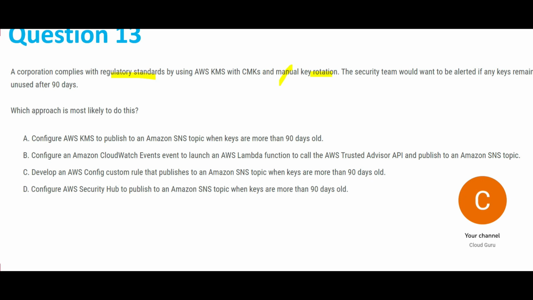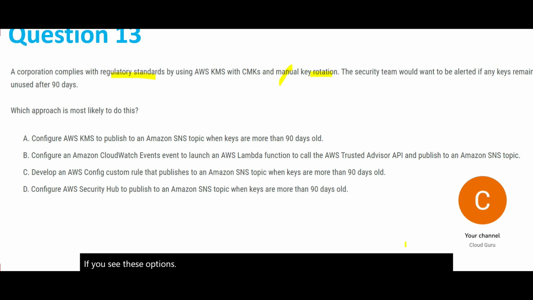If we see these options, let's look at option A. The first thing is you have to use SNS, and all four options have subscriptions to an SNS topic. You see this? They have subscriptions to an SNS topic.